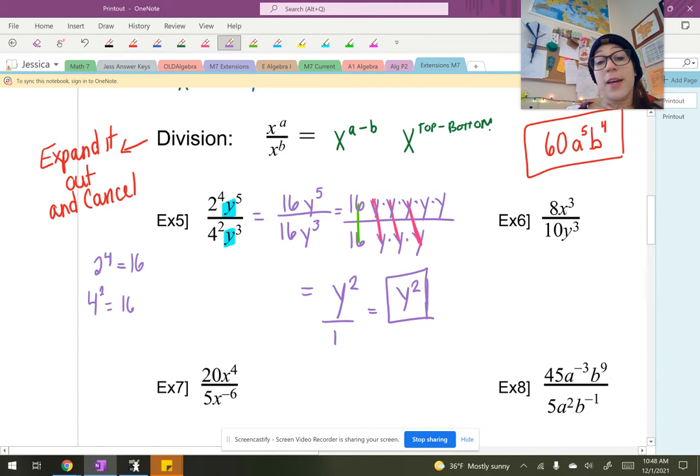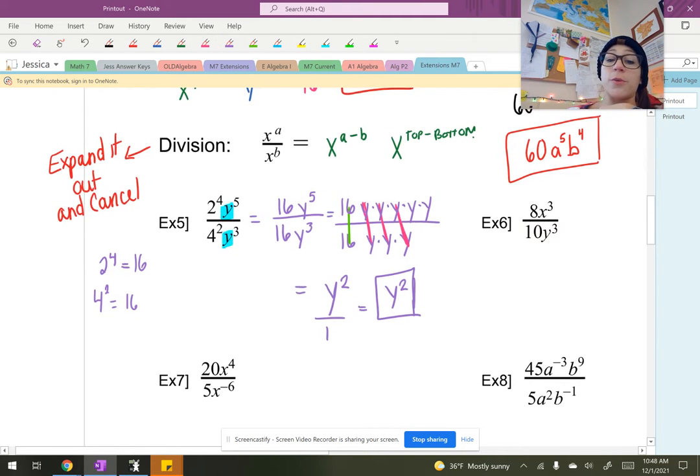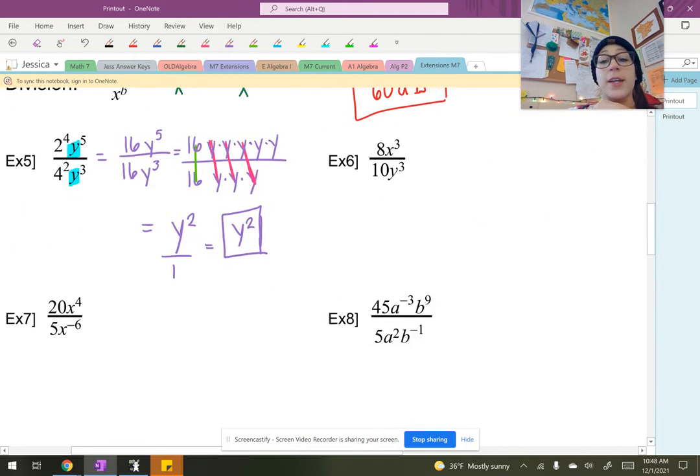And that makes sense if we look at it with the rule, because if we have y to the 5th divided by y to the 3rd, top minus bottom, 5 minus 3 gives me that 2 that I had left over with. All right, example number 6.